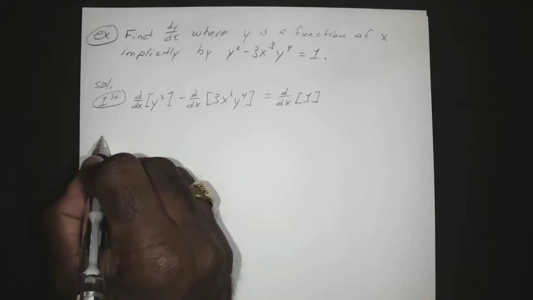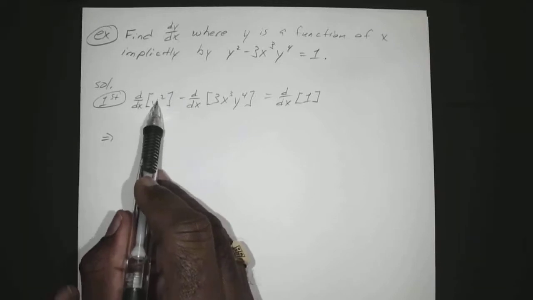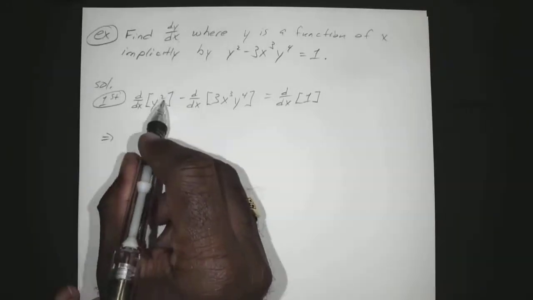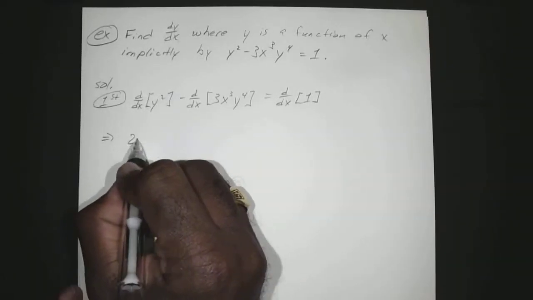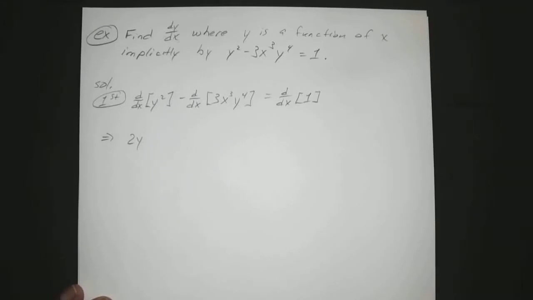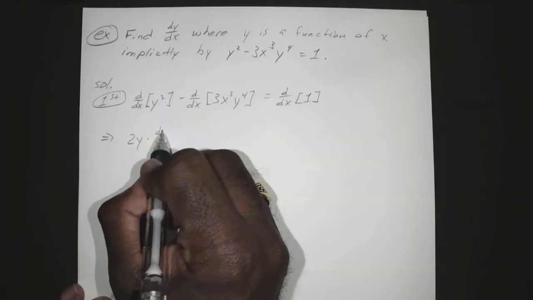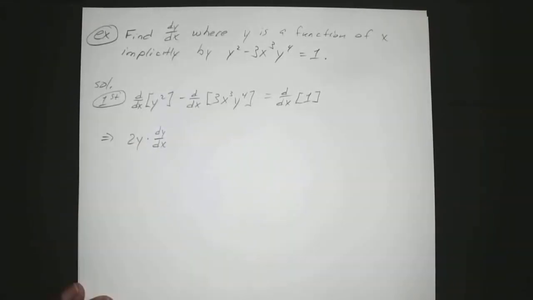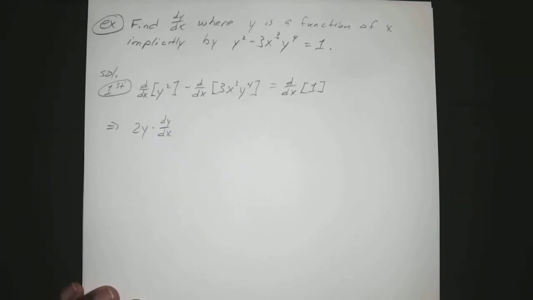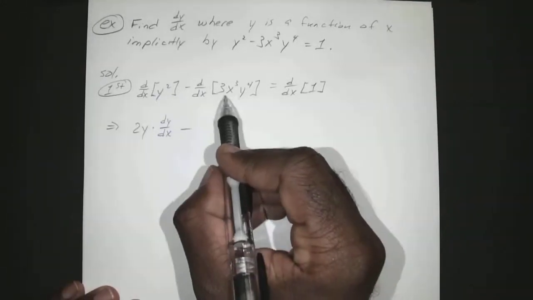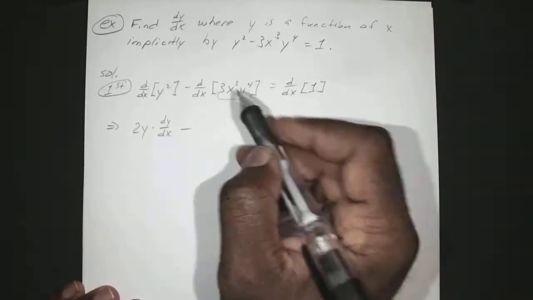Okay, so here, the derivative of y squared with respect to x. So you're going to bring down your 2 to the front, and that's times your dy/dx. Minus, and here you're going to have to use the product rule.